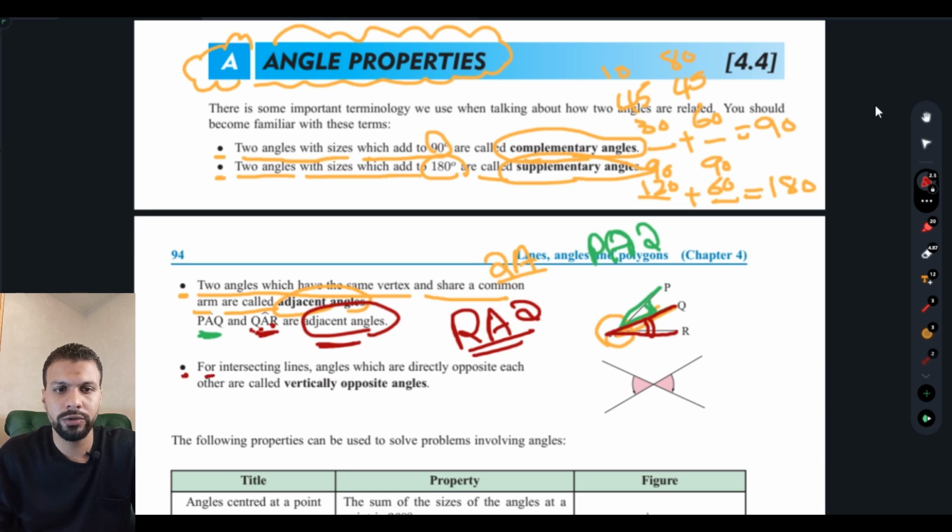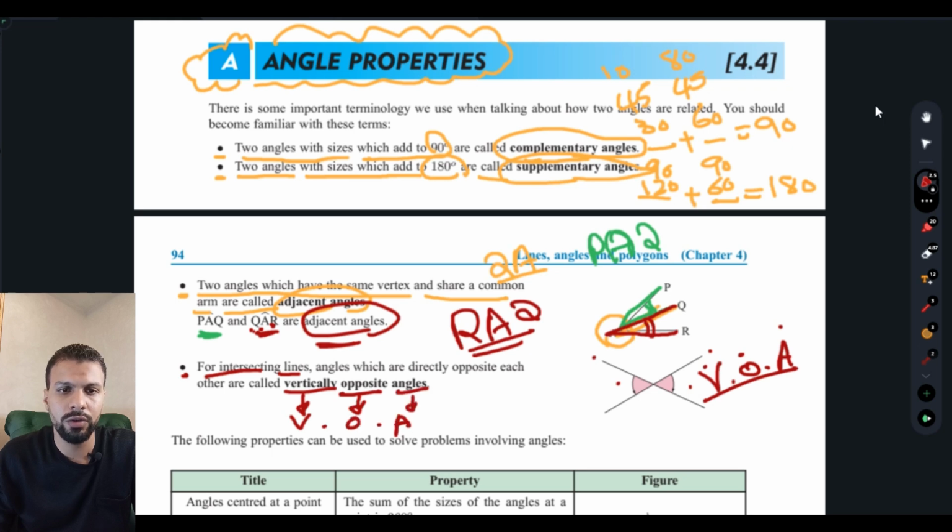Let's continue. For intersecting lines, if I have two lines that intersect each other, then the two opposite angles are equal. That means by using VOA, which is the shortcut for vertically opposite angles. So V, the first letter of vertically, and opposite, O, and angles, A. So it gives me VOA, vertically opposite angles. And these angles marked by the stars are equal by VOA.